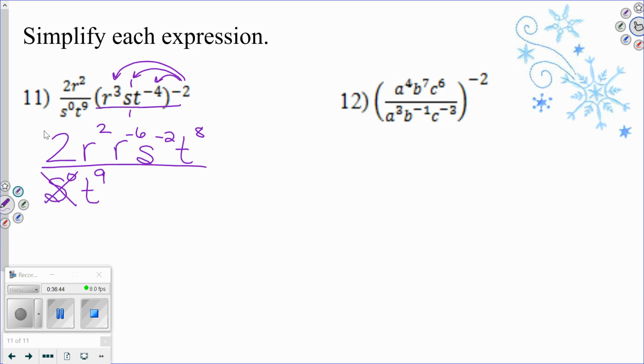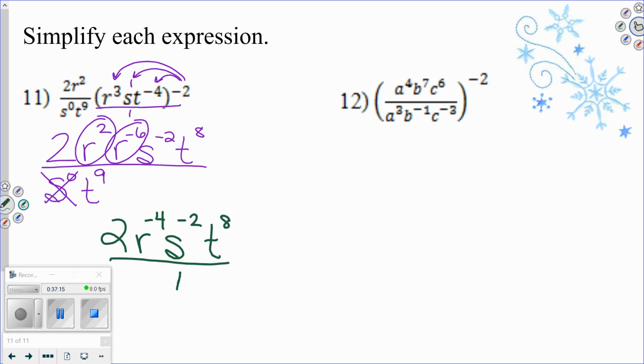All right, next plan of attack should be to do what? Combine. All right, let's clean up the top. So on the top, I do have an r squared and an r to the -6. What do I do with their exponents? You add. So what is 2 plus -6? -4, I know. I don't know you guys yet. I'm very worried when you say things like that. All right, I have s to the -2. I have a t to the 8th on the bottom. I have a t to the 9th.